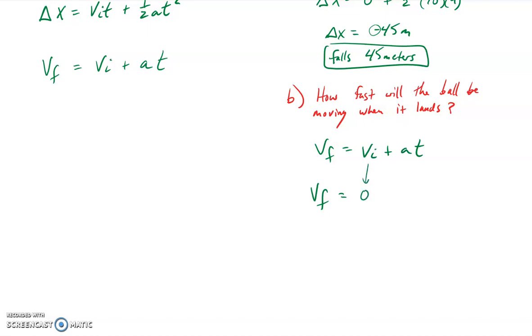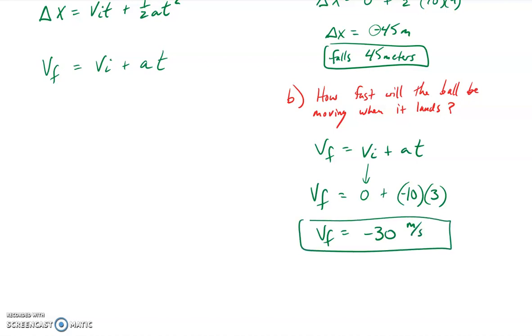So the initial velocity then is 0. Acceleration, negative 10, because it's in free fall. And it lands 3 seconds later. So what's our final velocity? Negative 30 meters per second. Of course, you could have done that in your head because we know its acceleration is negative 10. So after 1 second, it's going negative 10 meters per second. After 2, it's negative 20. So after 3, it's negative 30.